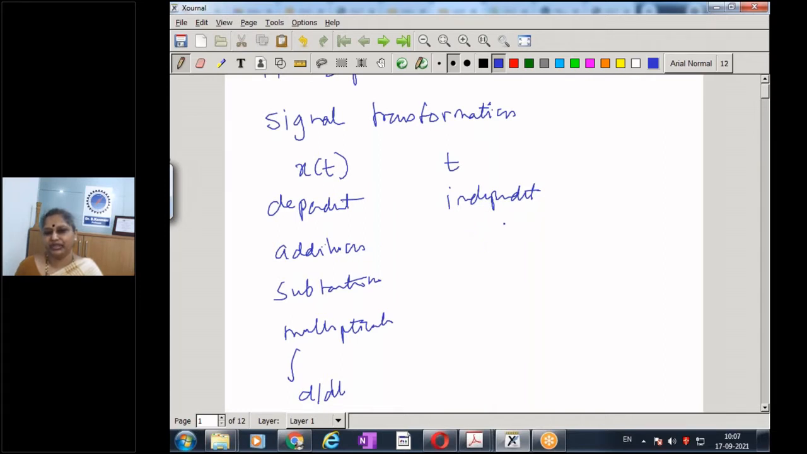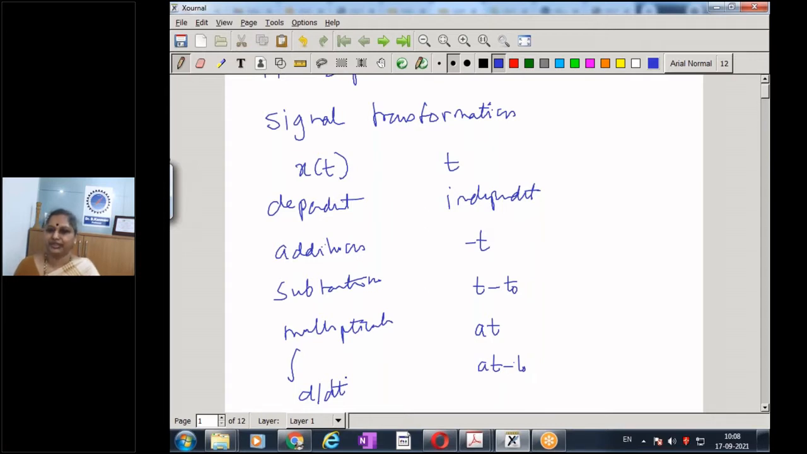And similarly, when we consider the independent variable, we have time scaling, time reversal, say minus t, then time shifting, say t minus t naught, and then time scaling, let us say a times t, and a times t minus t naught. We will not go into each of them because you can get this in any textbook, or some of you who have completed the course will already be aware of it.